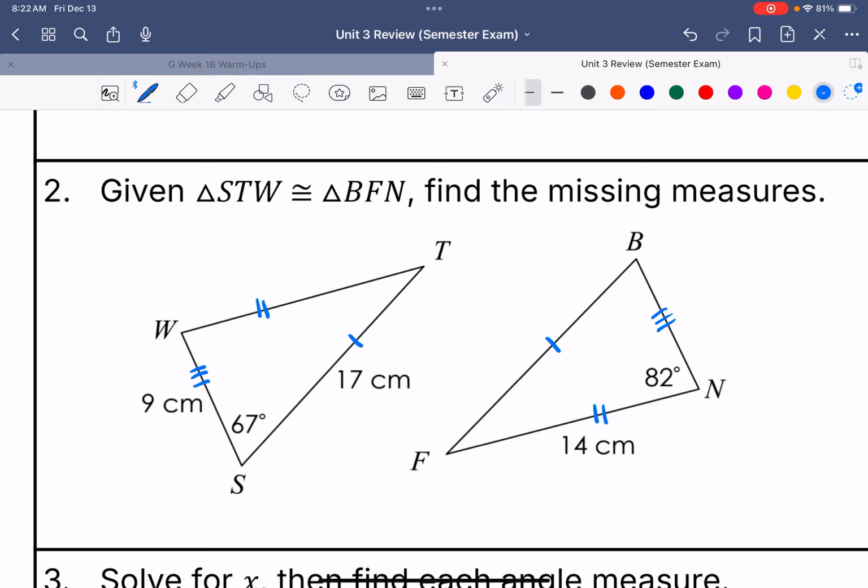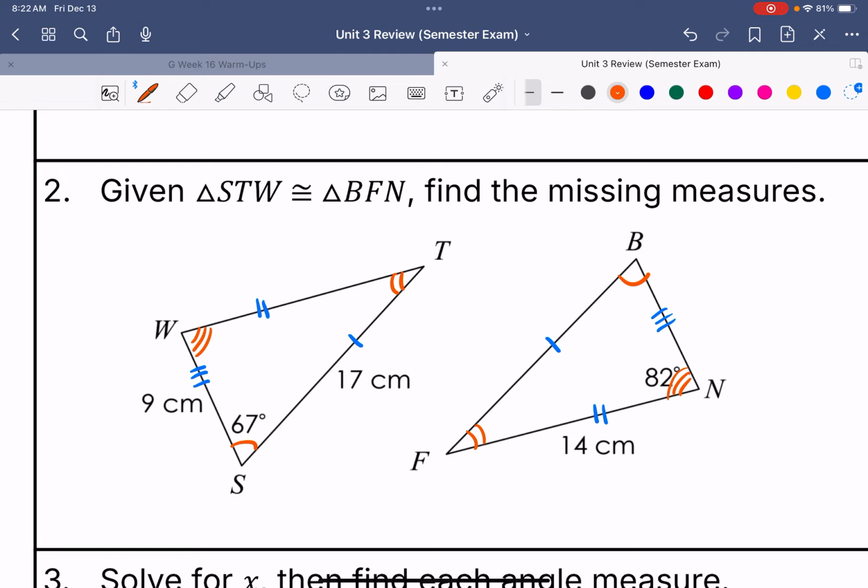And then now I'm going to do the angles. And this one's a lot easier. So the order of the letters, S and B are both the first letters. So S and B. T and F are both in the middle. So T has to be congruent to F. And then W and N are both the last letters. Those have to be congruent.